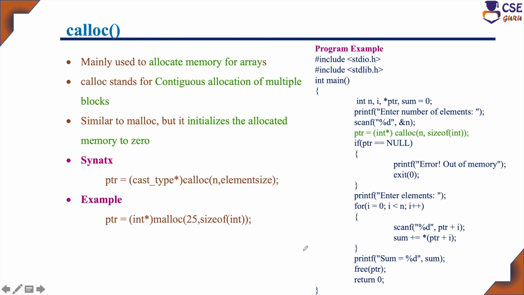And then calloc. It is used to allocate memory for arrays. And calloc stands for contiguous allocation of multiple blocks. So this is the main difference between malloc and calloc. malloc will allocate a single block of memory. calloc will allocate multiple blocks of memory. And here everything is similar to malloc only. The memory allocation is similar to malloc; the difference is that here it will allocate multiple blocks.